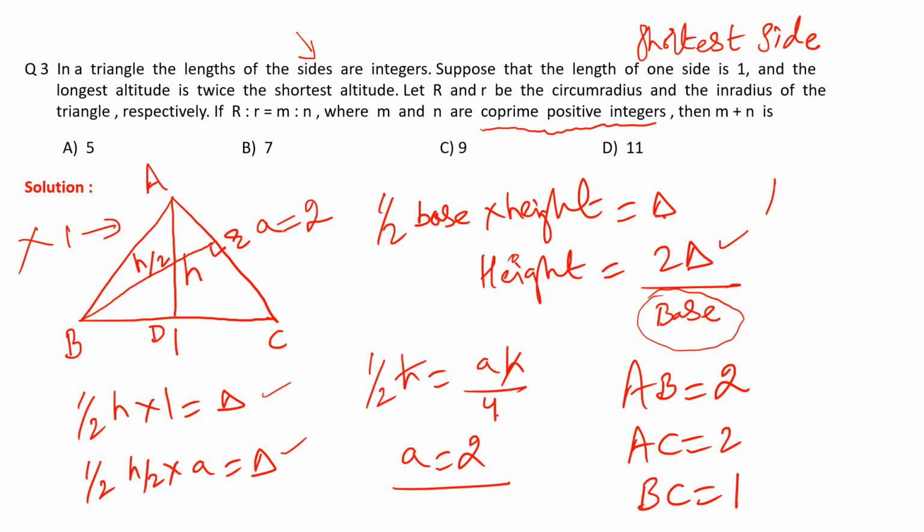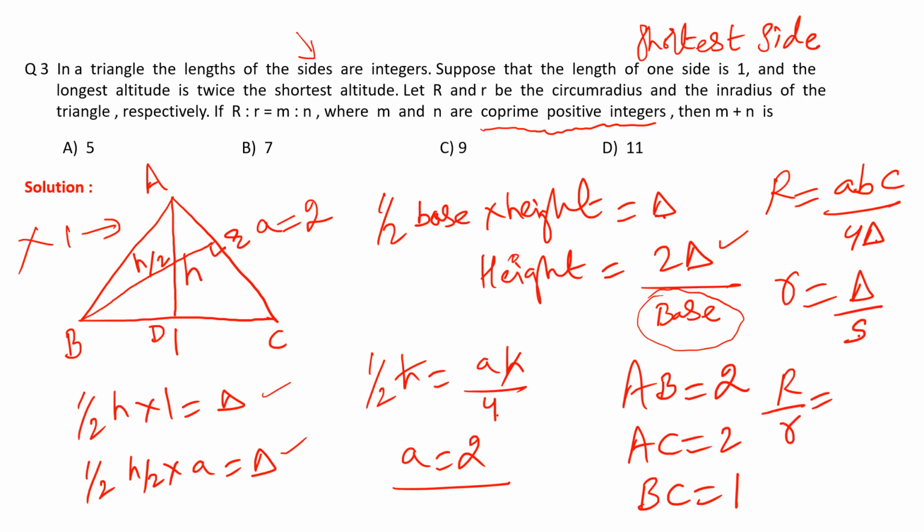Now let's put the formula of capital R. What is that? It is ABC upon 4 delta. And what is small r? It is delta upon S. So what should be the value of capital R upon small r? It is going to be ABCS divided upon 4 delta square. Fine. Now let us do the calculations further.